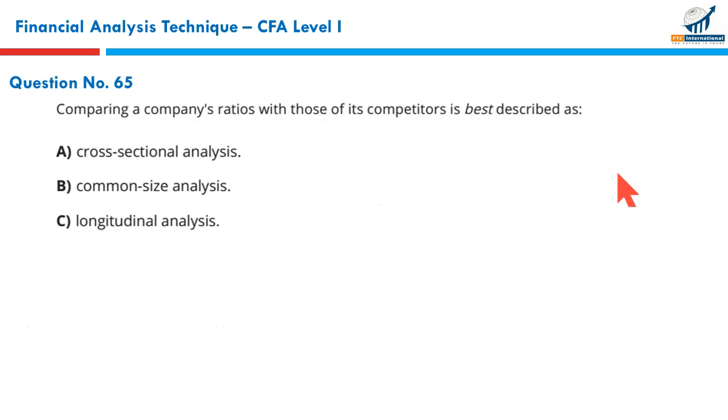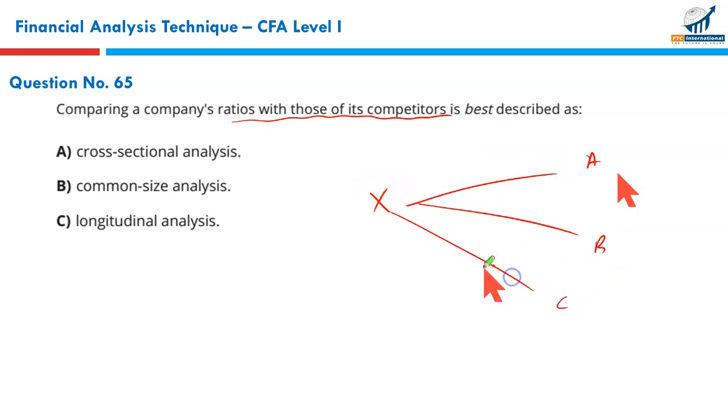Next, comparing company's ratios with those of its competitors is best described as what? Comparing companies' ratios with those of its competitors, competitor A, competitor B and C, and comparing our result with these is called cross-sectional analysis. Right? Ratios are being compared.